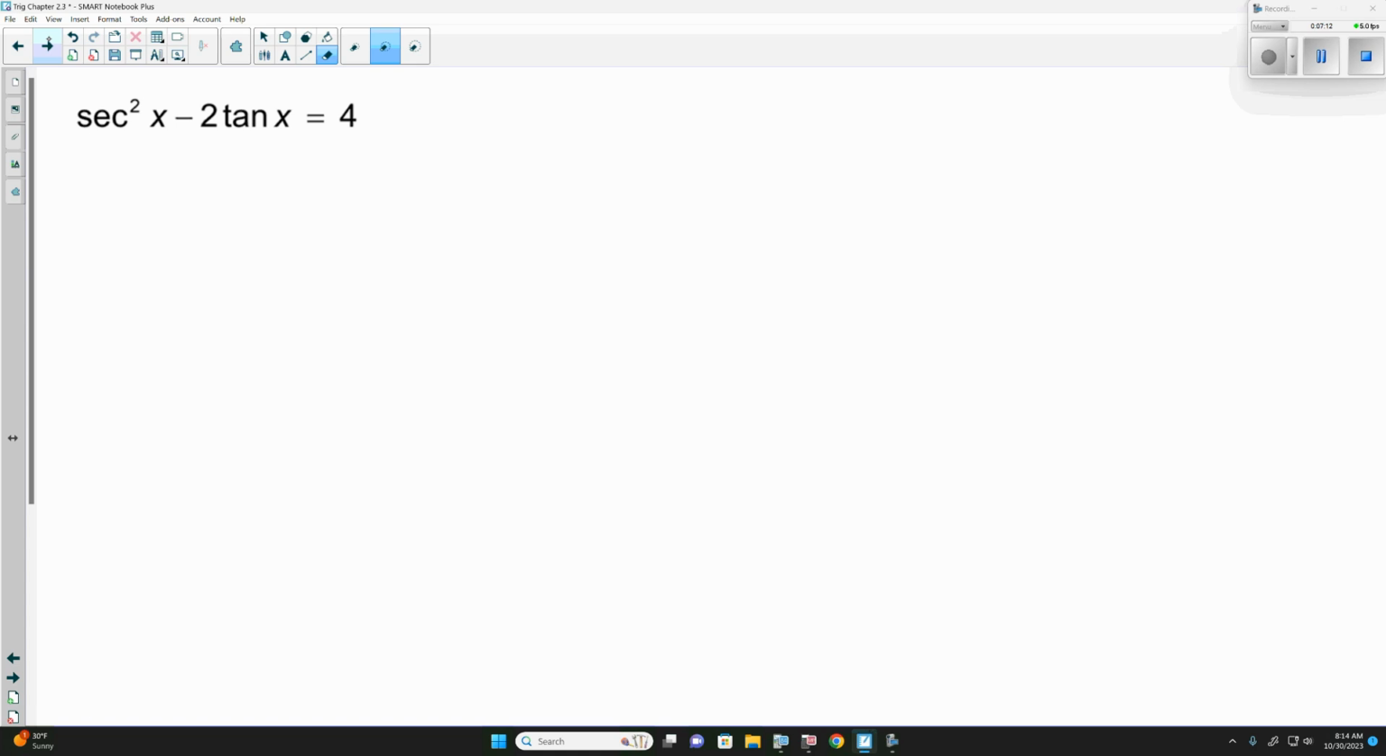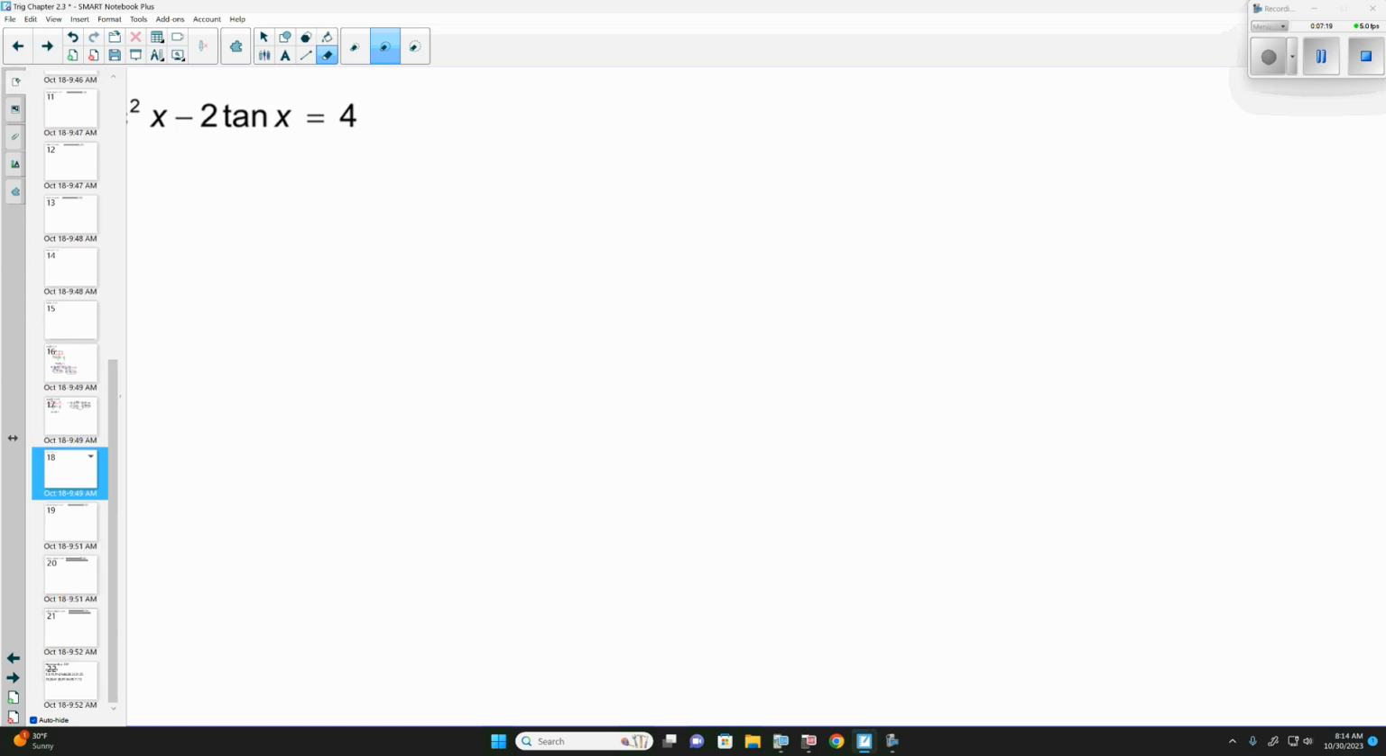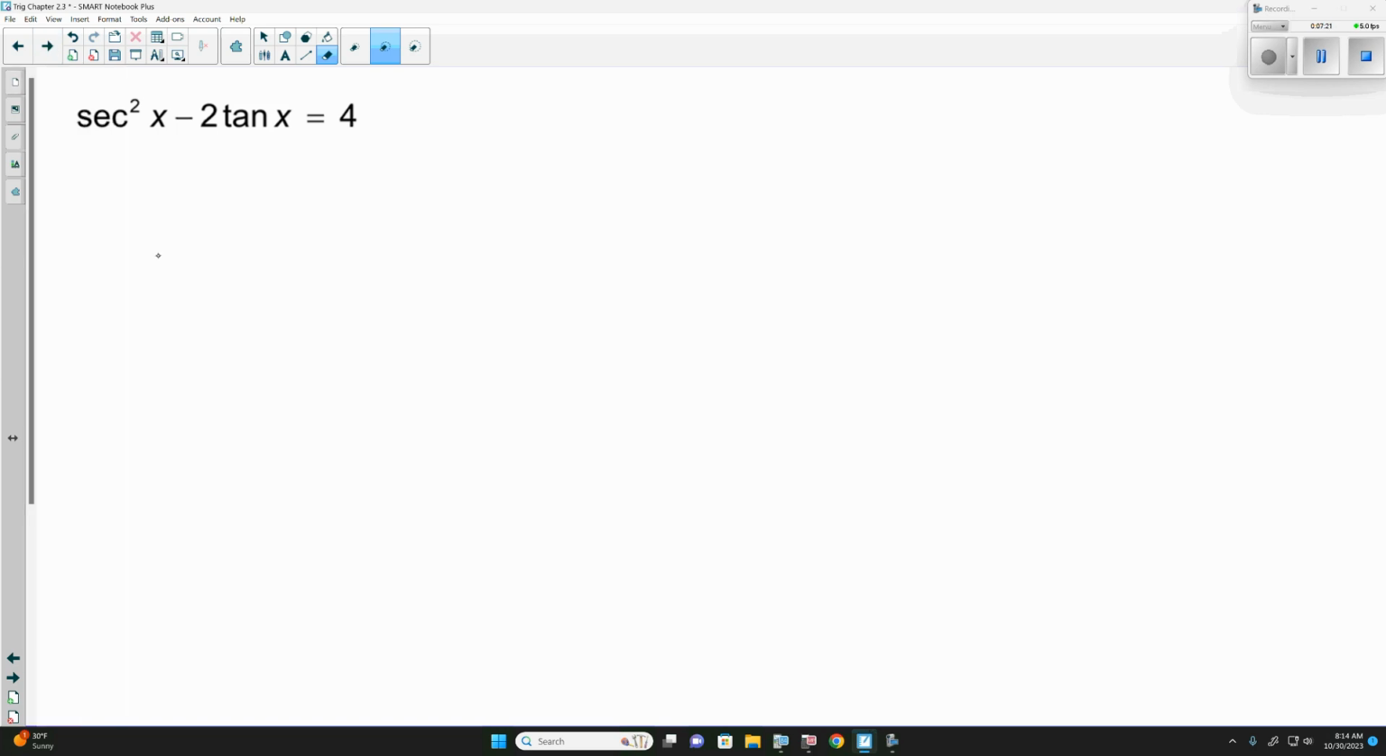All right. Secant squared of x minus 2 tangent of x is equal to 4. So we've done these already. Awesome. But I think it's good to look at these again. Now, because we do have a squared term and a term to the first power, most likely we're looking at quadratics.